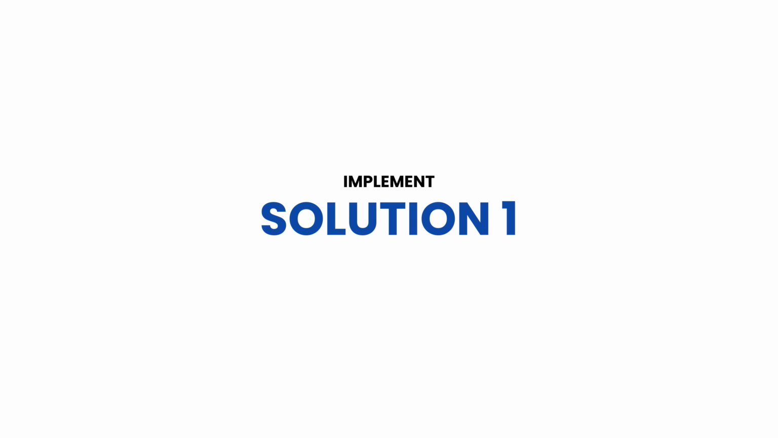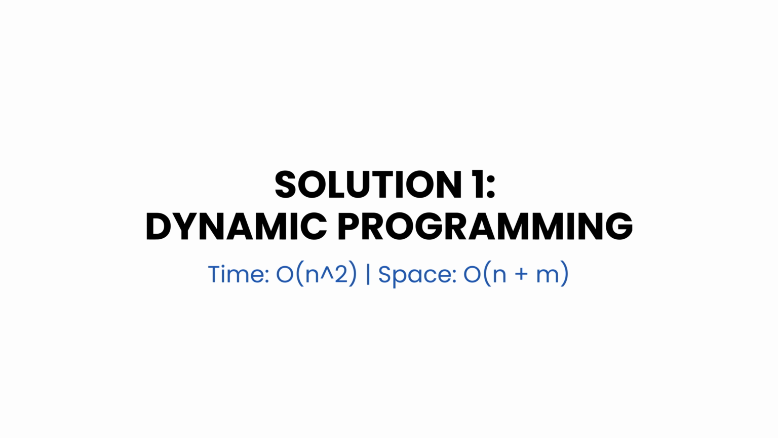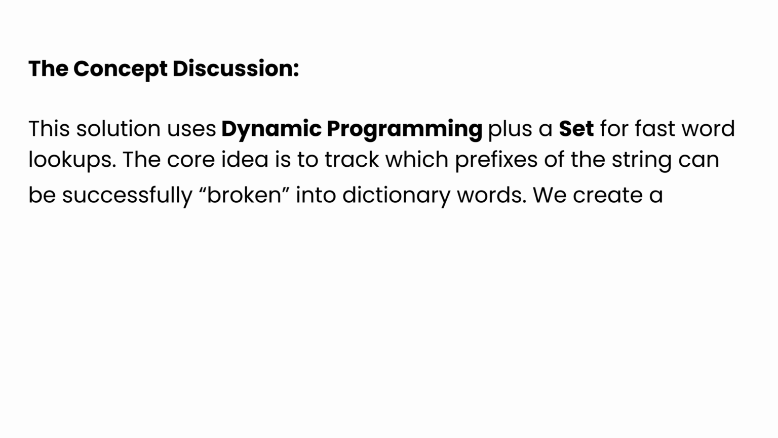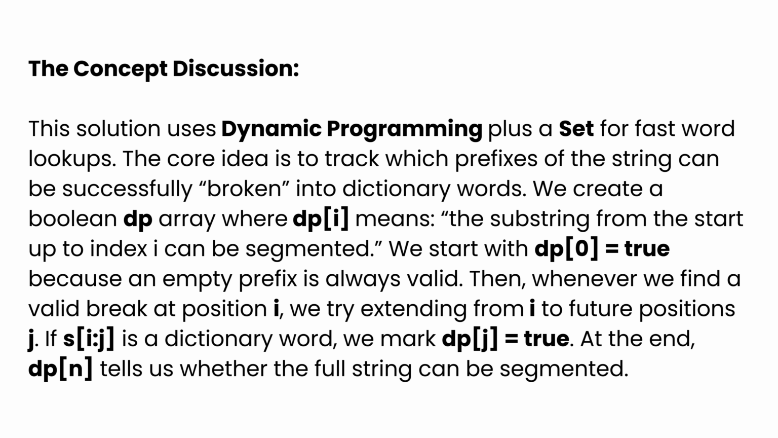Let's try to implement it using solution 1. Time complexity is O(n) squared. Space complexity is O(n) plus m. This solution uses dynamic programming plus a set for fast word lookups. The core idea is to track which prefixes of the string can be successfully broken into dictionary words.